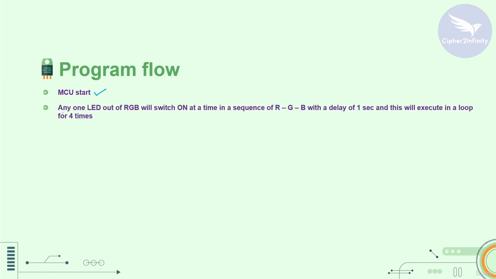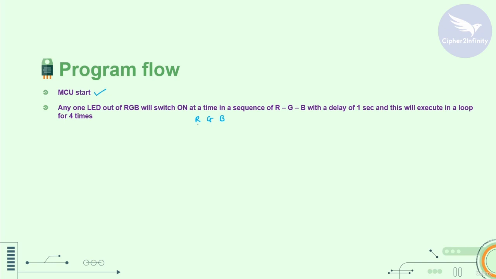The next point is any one LED out of RGB will switch on at a time in a sequence of RGB with a delay of 1 second, and this will execute in a loop 4 times. What exactly does that mean? Initially, the red LED will get switched on, and it will remain on for 1 second. After that, the red LED will switch off, and then the green LED will get switched on. Again, this LED will remain on for 1 second, and after that it will get switched off, and then the blue LED will get switched on for 1 second.